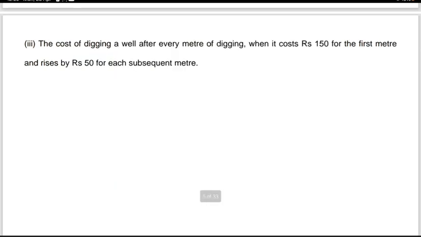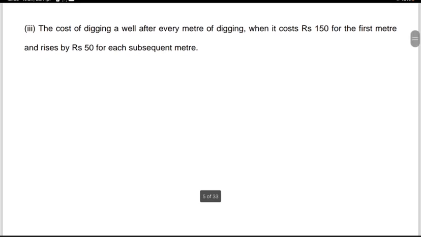So the third subdivision: the cost of digging a well, where after every meter of digging it costs rupees 150 for the first meter and rises by rupees 50 for each subsequent meter. So a man digs a well, and for the first meter the cost of digging is rupees 150, and for digging the second meter the charges add up by 50.